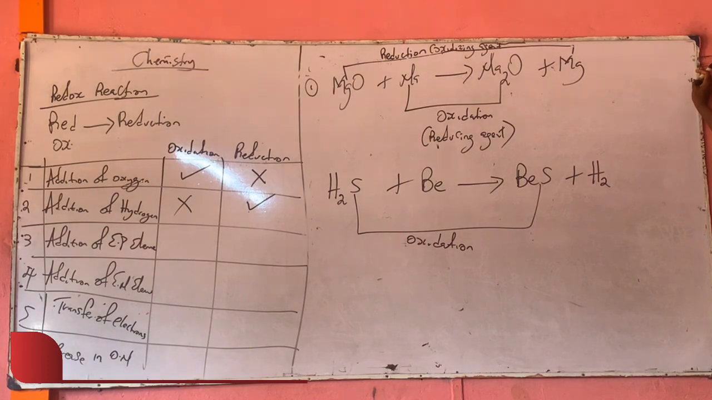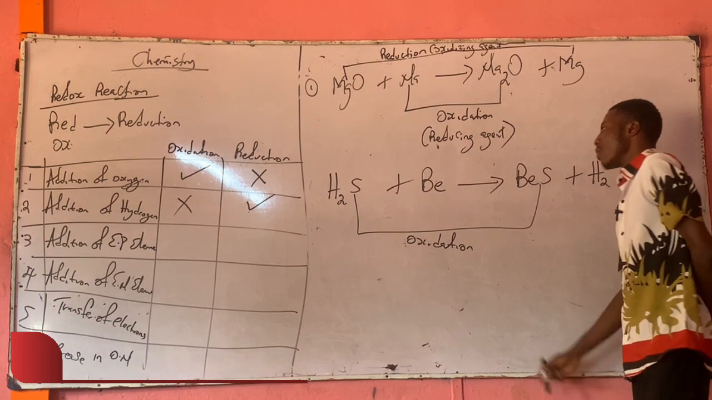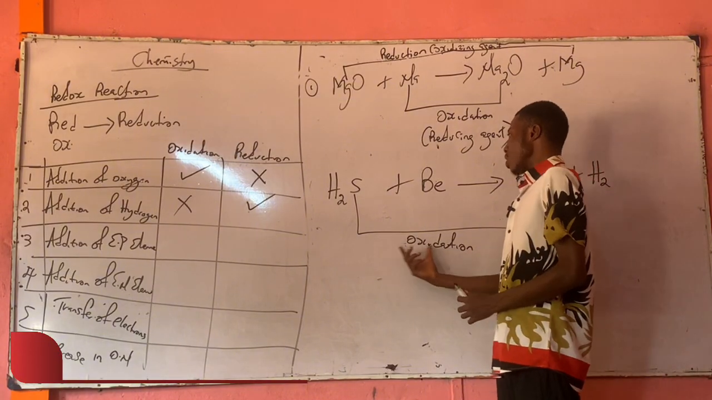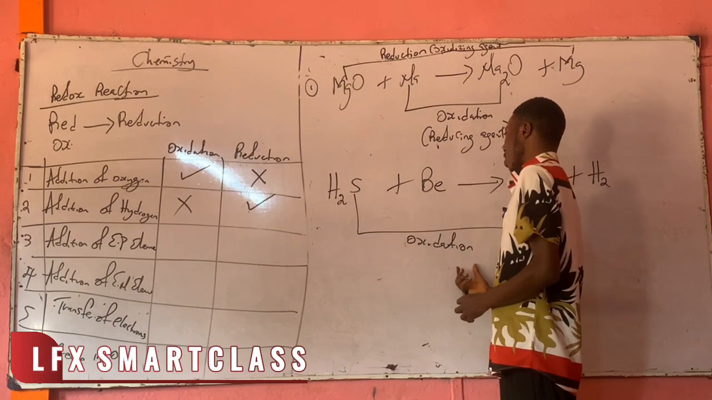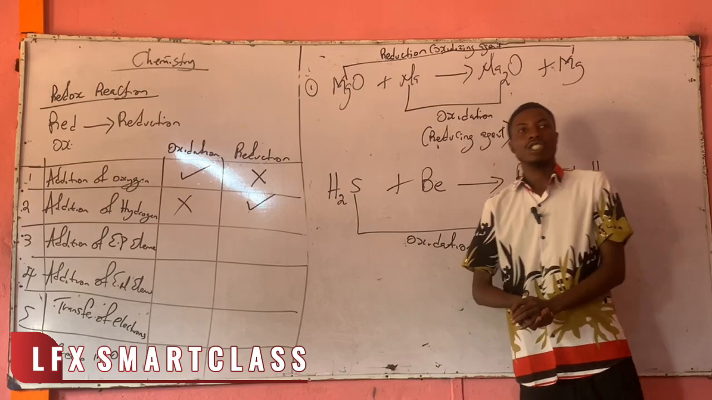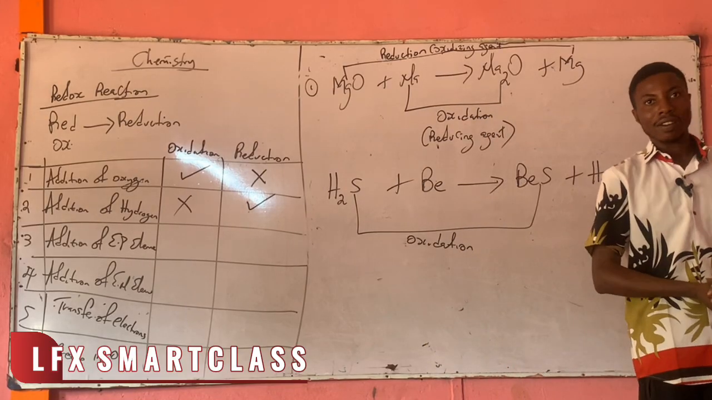Yes, reduction happened at where? Hydrogen. Now, oxidation happened here. Now, coming to this, what is your reducing agent? What is your oxidizing agent? Hydrogen. Do you understand that?